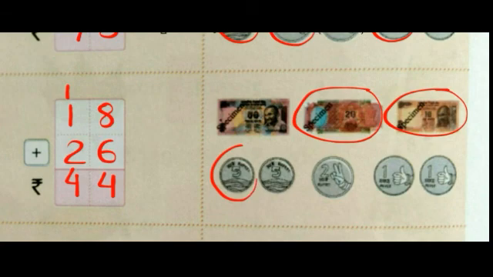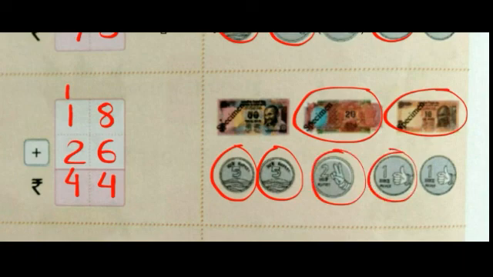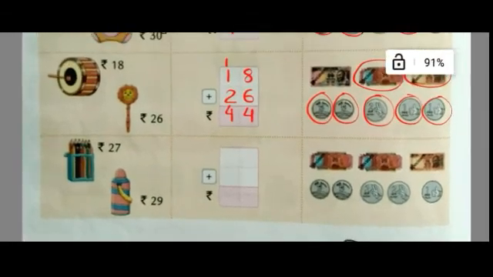Then 5 rupee coin again we will use. So it will become total 20, 30, 40. We need 2 rupees, 4 rupees more. So 2, again this much. Total is 44. 20 plus 10, 30. 30 plus 10, 40. 40 plus 2, 42. 42 plus 1, 43. 43 plus 1, 44. Okay, scholars. Now, this one I would like you all to try it out yourself.